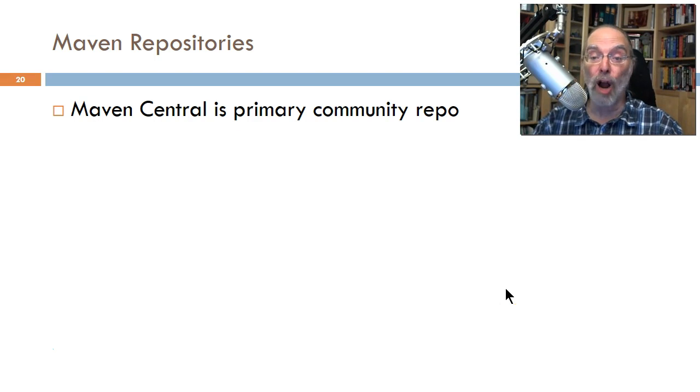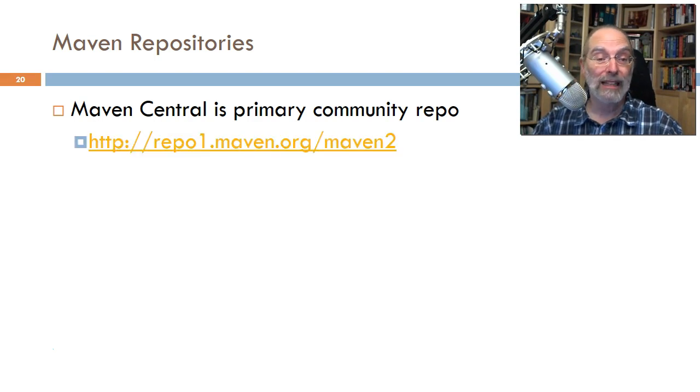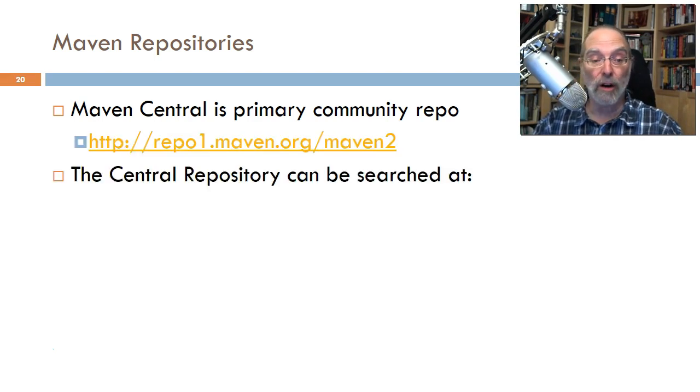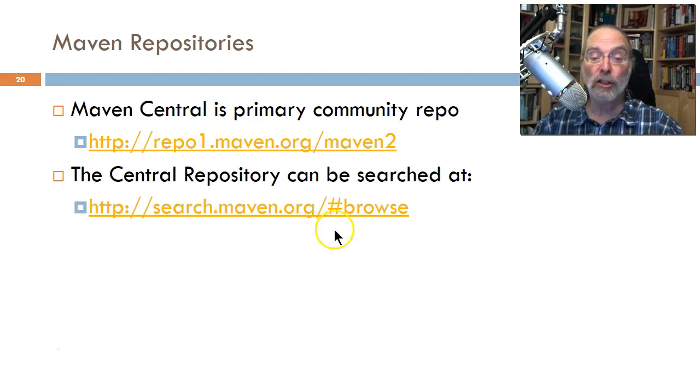Maven Central is the primary repository. If you want to go visit it, there's its URL, and you can search for it manually here if you'd like to find something yourself. This is particularly useful if you know the name of a library, but you don't know what its POM dependency block should look like. Searching for it will show you what you must include in your POM.